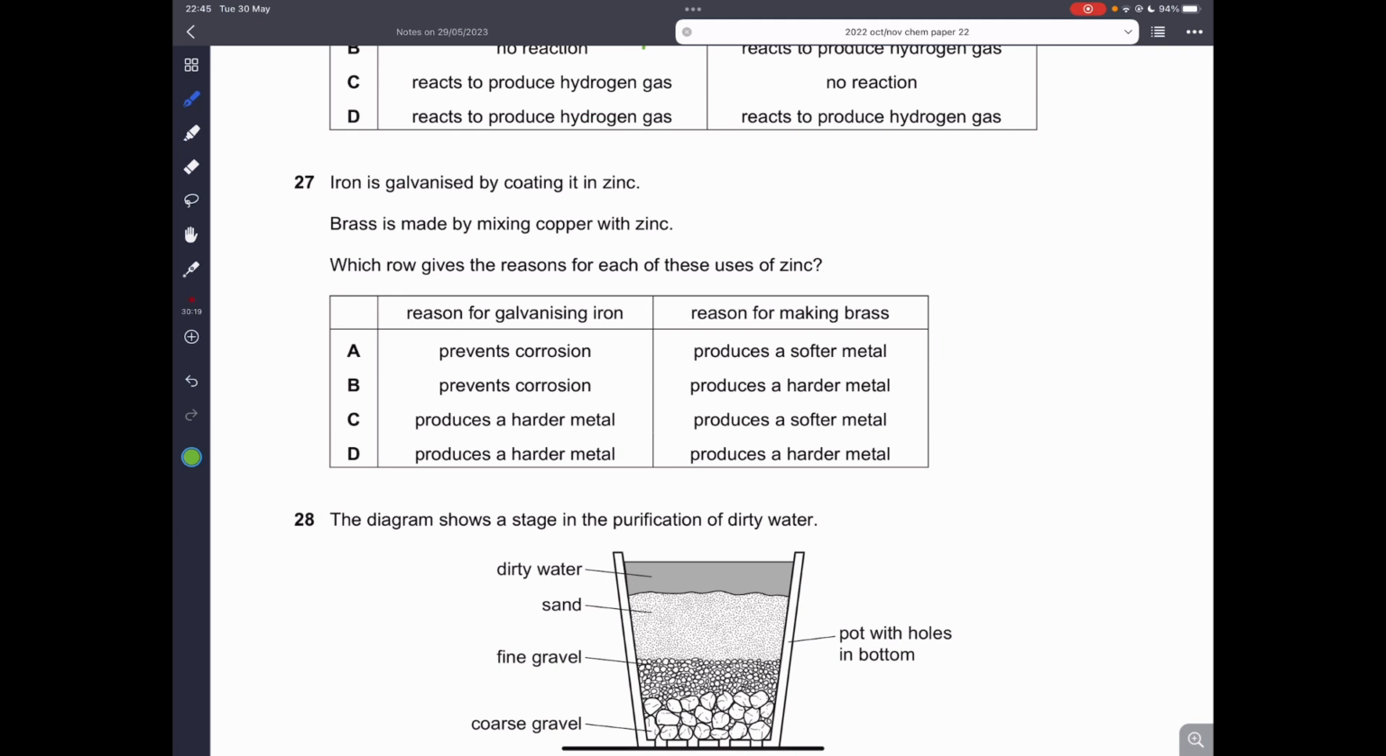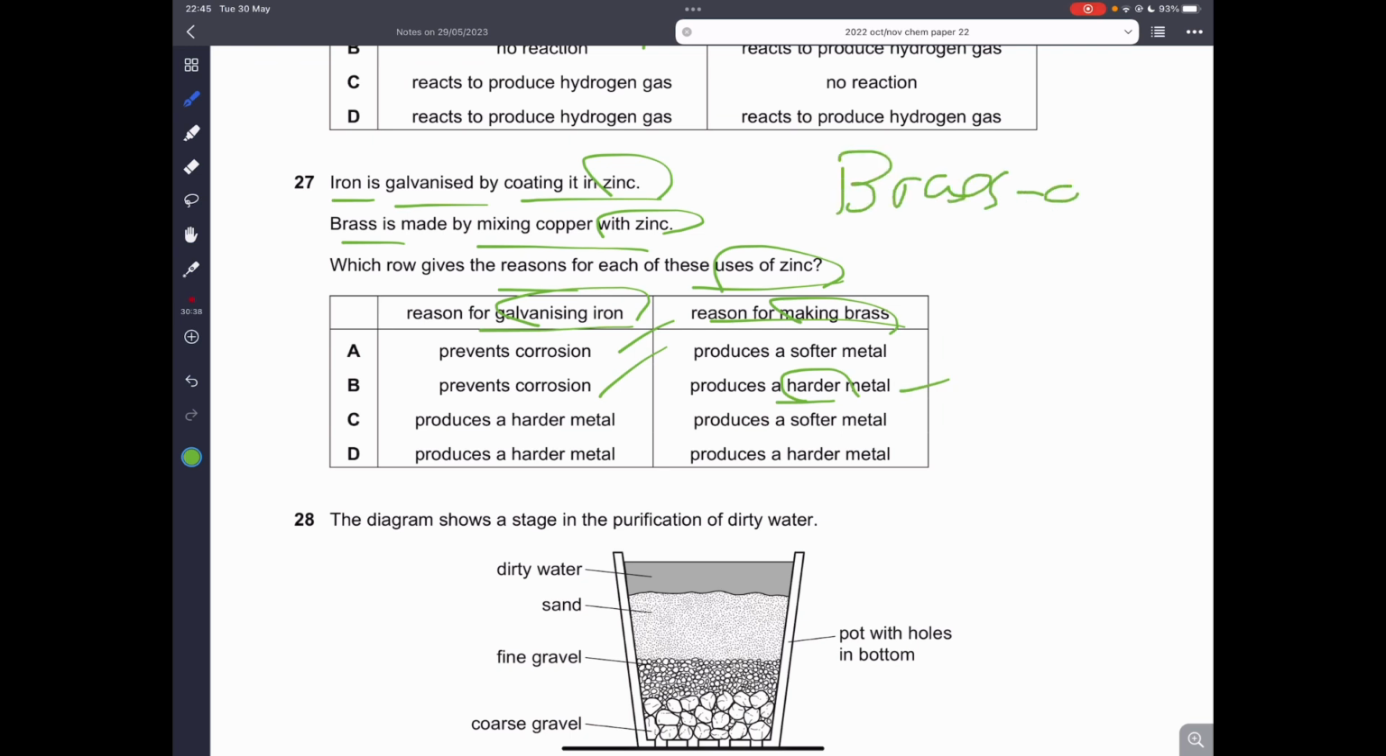27. Iron is galvanized by coating it with zinc. Brass is made by mixing copper with zinc. Which rows describe reasons for each of the uses of zinc? Now the reason for galvanizing iron is to prevent corrosion. The reason for making brass is to produce a harder metal, because remember, brass is an alloy. Brass is made up of 70% copper and 30% zinc.